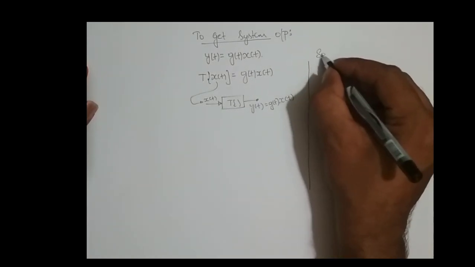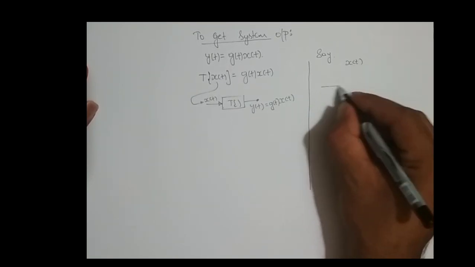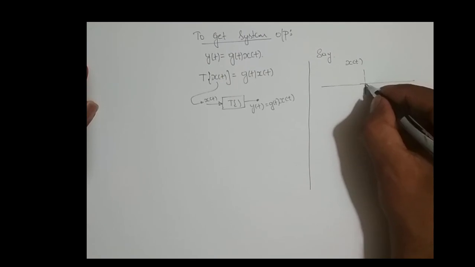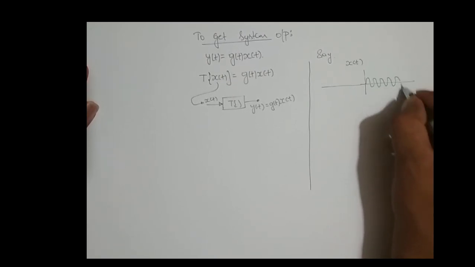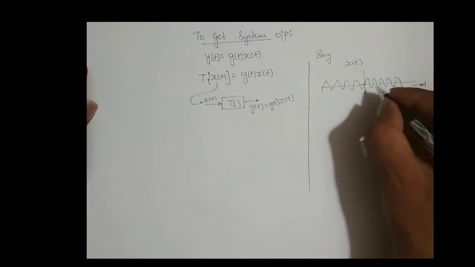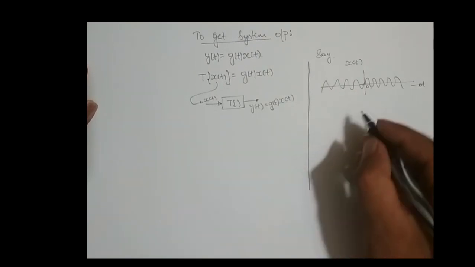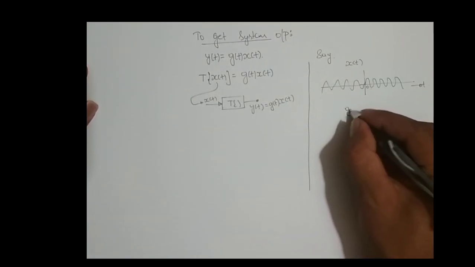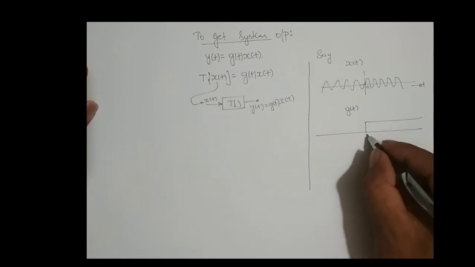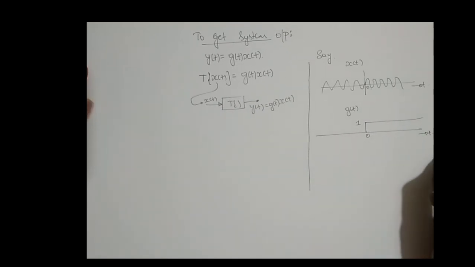Say I'm feeding a sine wave to the system, scaled version of sine wave. This is the signal I am feeding to the system. Okay, and we'll assume that g of t is a unit step function, and I hope you know what a unit step function is. It is defined for t varying from 0 to infinity and its amplitude is 1.